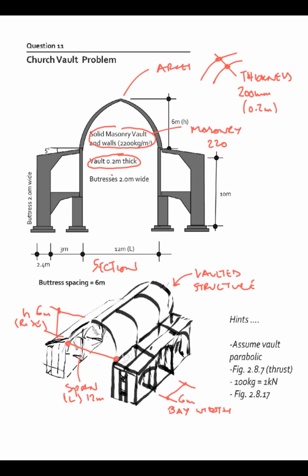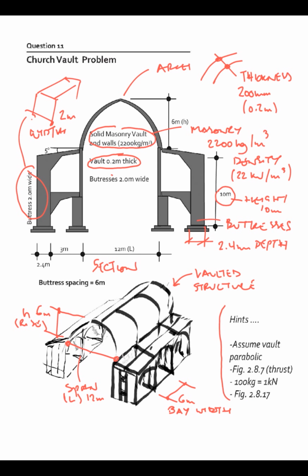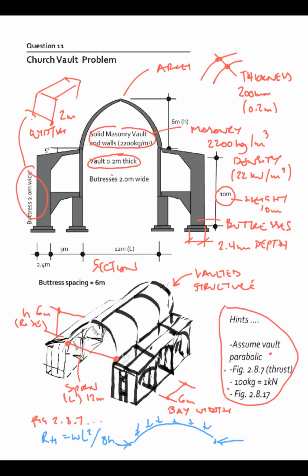The density of the masonry from which it's constructed is 2,200 kilograms per metre cubed, or 22 kilonewtons per metre cubed, and the buttress itself has a height of 10 metres, a width of 2 metres, and a depth of 2.4 metres. And if you follow the hints in the book, figure 2.8.7, 2.8.17, that's in chapter 2.8, we're working out a horizontal thrust which corresponds to 2.8.7, which is WL squared over 8H is the thrust.